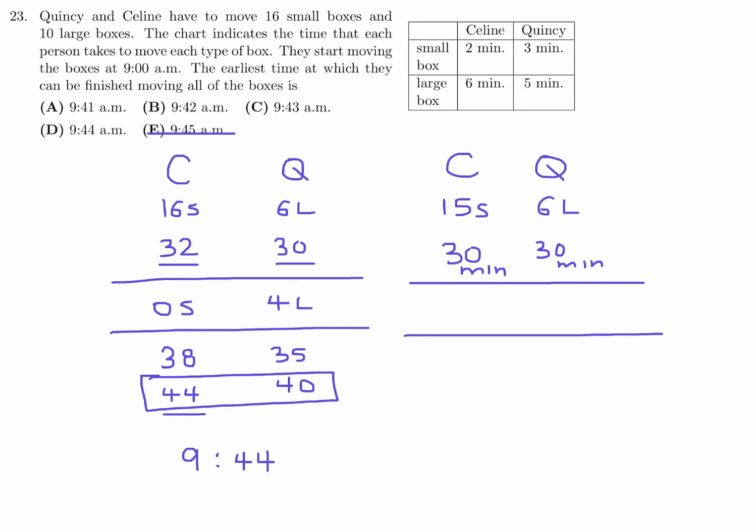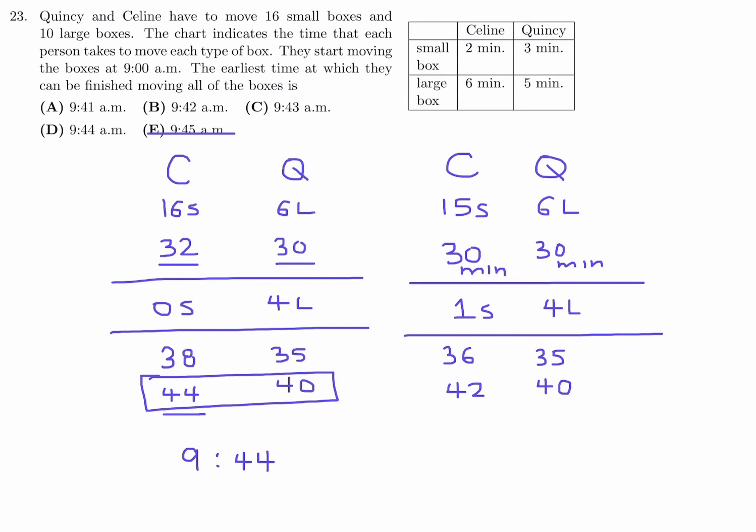Now, what's left over? 1 small box remains and 4 large boxes remain. Okay, first let's just deal with the large boxes. I'm going to give 2 to each. So Celine has to move 2 of them. So she takes 6 minutes, right? So 36 minutes for the first one, and then 42 minutes. We're up to 42 minutes by the time she moves the second one. For Quincy, he's going to move 2 of those large boxes. So it's 5 minutes for each. So we're up to 35 for the first one, and then we're up to 40.